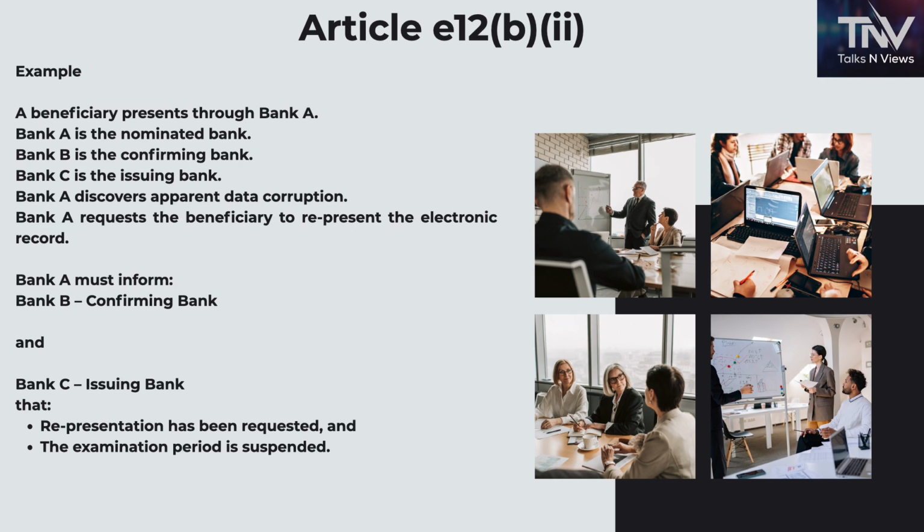Example: a beneficiary presents through Bank A. Bank A is the nominated bank. Bank B is the confirming bank. Bank C is the issuing bank. Bank A discovers apparent data corruption. Bank A requests the beneficiary to represent the electronic record. Bank A must inform Bank B, the confirming bank, and Bank C, the issuing bank, that representation has been requested and the examination period is suspended.